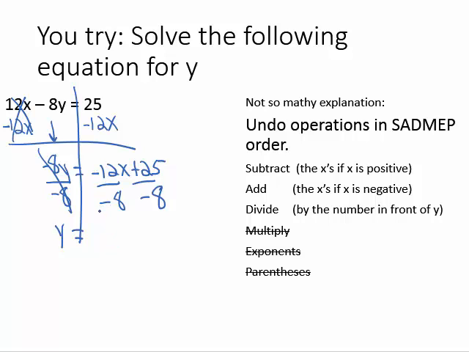We can reduce that fraction to give us, well, negative over negative is a positive. They're both divisible by 4, so that leaves us with 3 halves x plus 25 over negative 8. So positive over negative is a negative 25 over 8. And there you go, you've gotten y by itself.